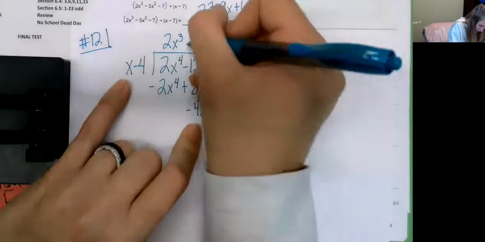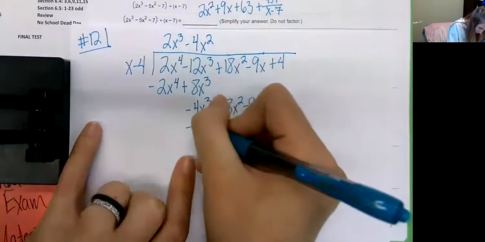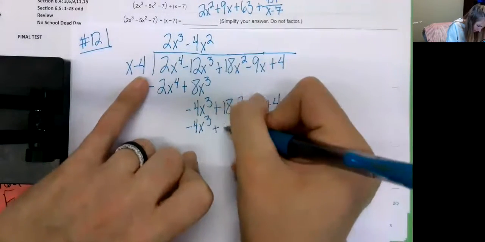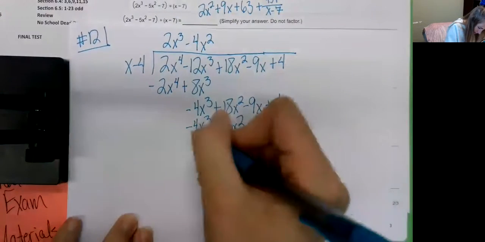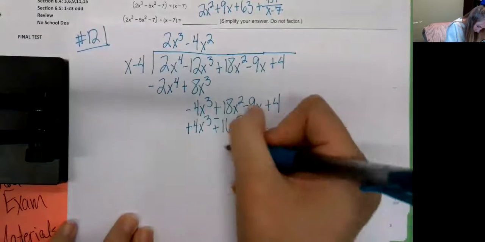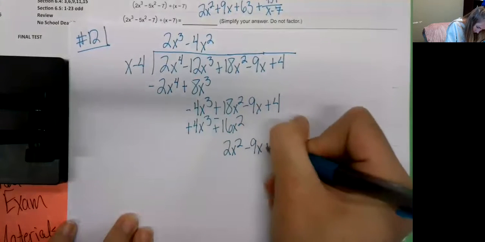So these need to match up. So we're going to have to subtract 4x squared. So negative 4x cubed, negative times the negative, positive 16x squared. And then change our signs. That'll be 0. 18 subtract 16 would be 2x squared. Bring the rest down.